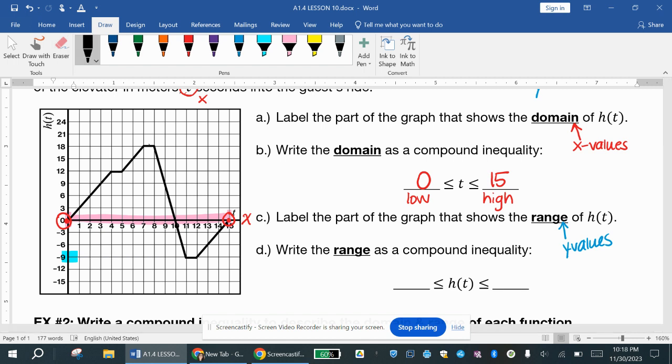What about the highest point? So like over here. The highest point goes all the way to 18.